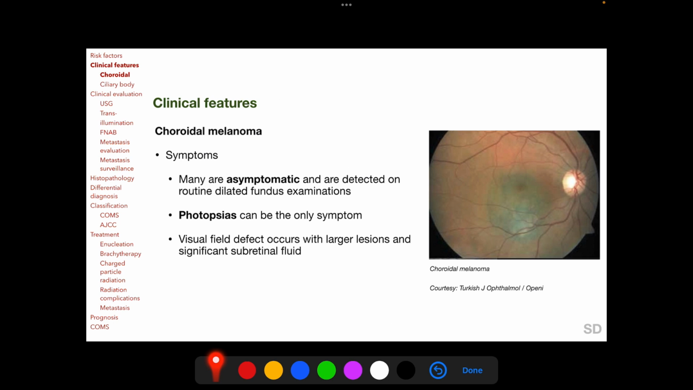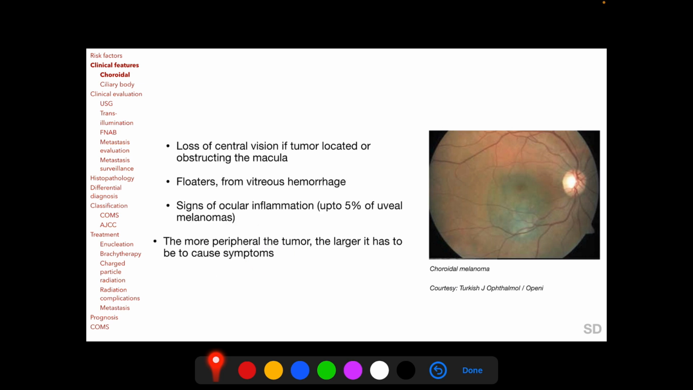We'll first describe the clinical features of choroidal melanoma and then describe the clinical features of ciliary body melanoma. Many choroidal melanomas are asymptomatic and are detected only on routine dilated fundus examination. Photopsias or flashes can be the only symptom of a choroidal melanoma. Patient may complain of visual field defect when the choroidal melanoma is large or when the associated subretinal fluid is extensive. Patient may also complain of loss of central vision if the tumor is located in the macula or is large enough to obstruct the macula.